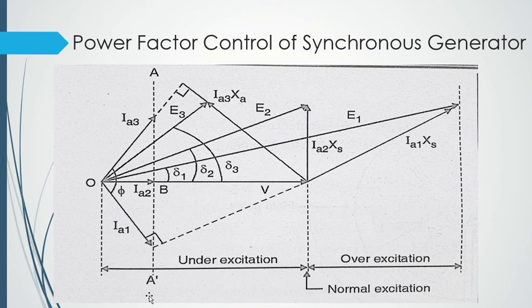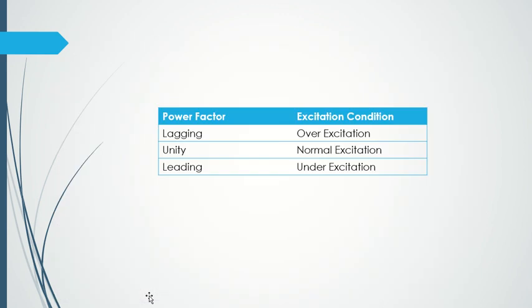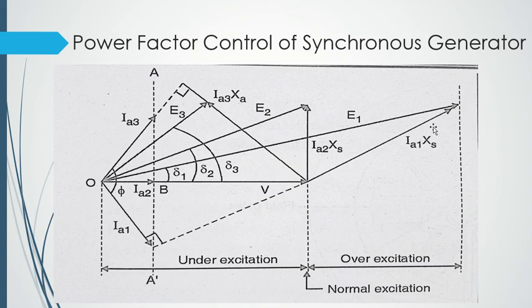Now let's come to discussing the different excitations, with a quick summary. What was happening when my power factor was lagging? The excitation condition was over excitation. See, here my power factor is lagging, the voltage is ahead of the current. Here is my E1 and here is the resultant. So it is called over excitation.